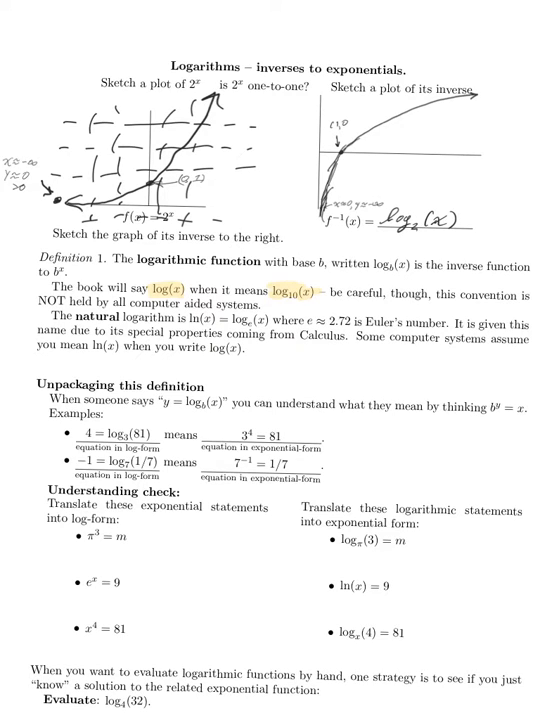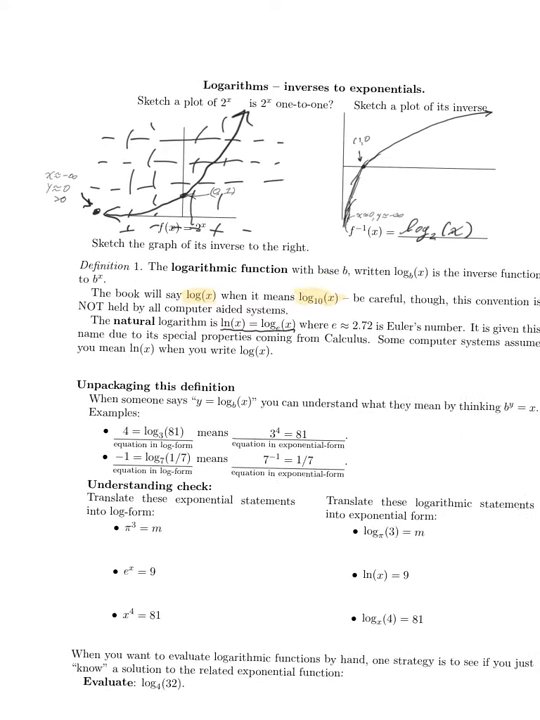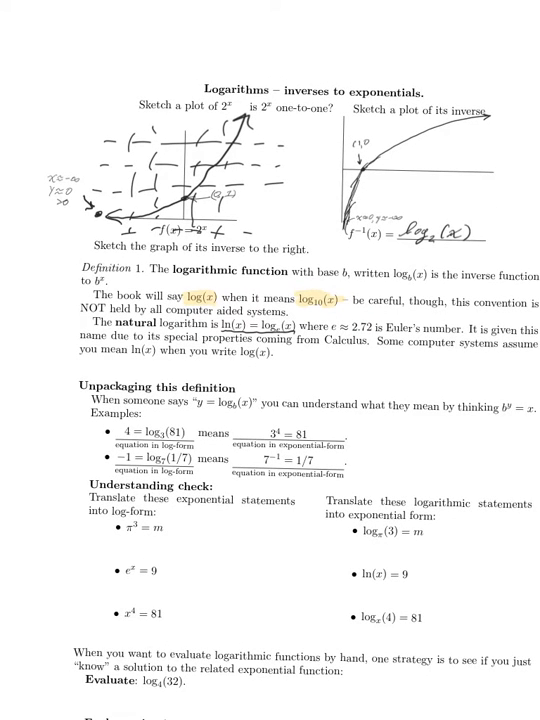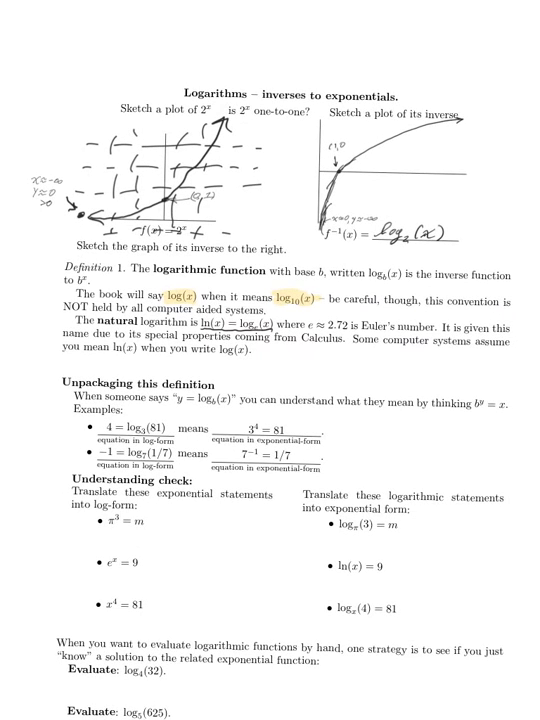For instance, if you're a mathematician, like, say, Wolfram of Wolfram Alpha, your favorite base will be base e. So it's conventional to call that the natural logarithm, ln of x, from the French log naturel, which is the log base e, where e is Euler's number. It has lots of special properties, which really come up in calculus. Some computer systems, like Wolfram Alpha, will assume you mean the natural log of x when you write log of x.